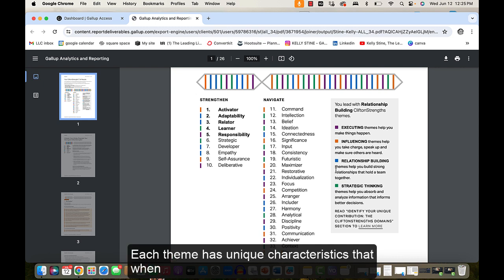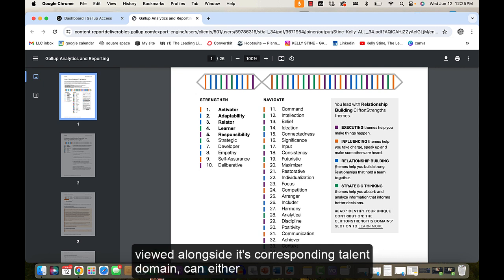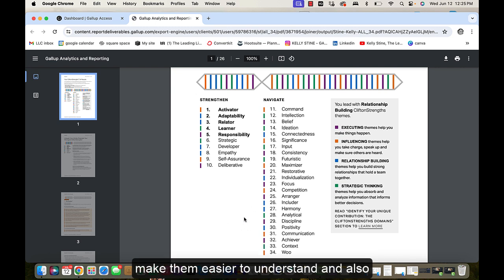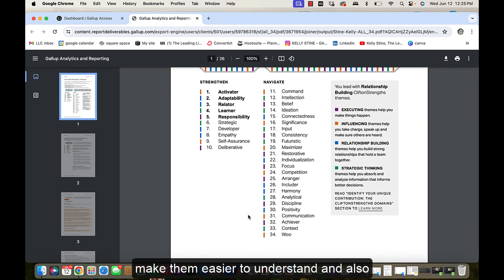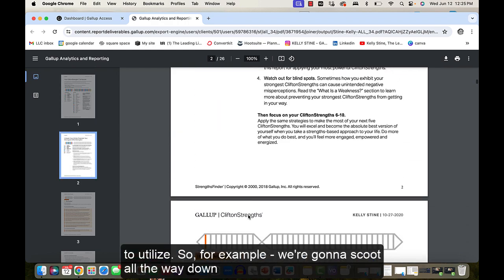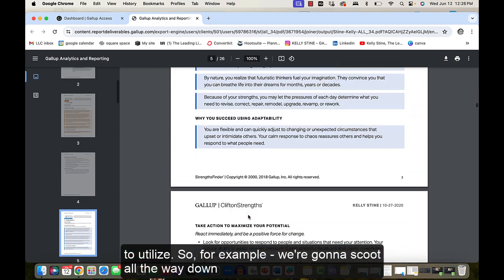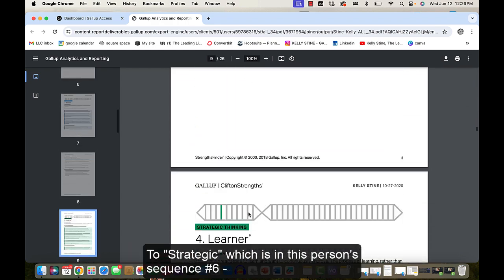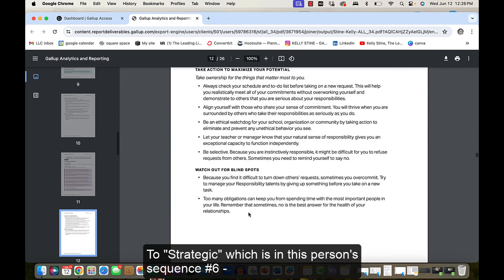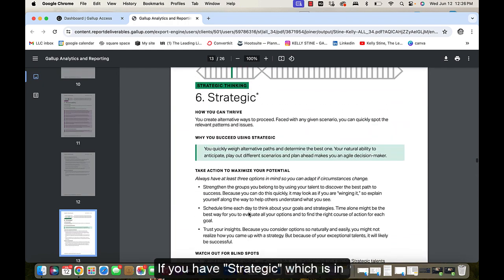Each theme has unique characteristics that, when viewed alongside its corresponding talent domain, can make them easier to understand and also to utilize. So for example, we're going to scoot all the way down to Strategic, which is in this person's sequence number 6.